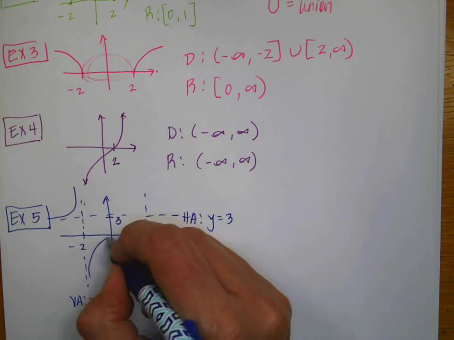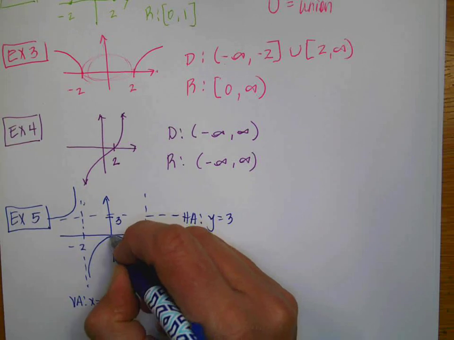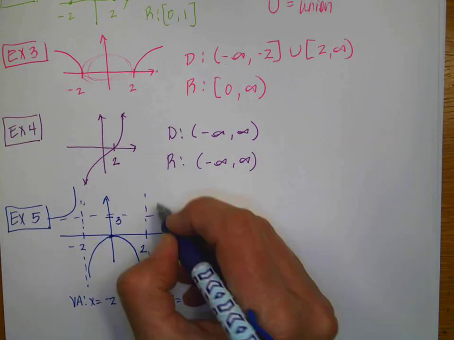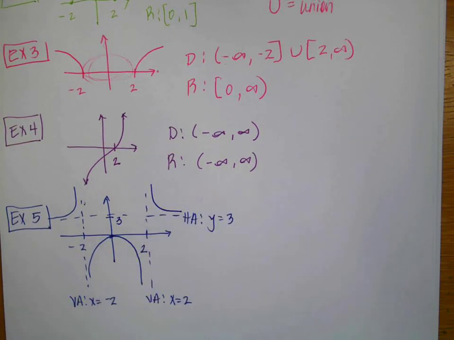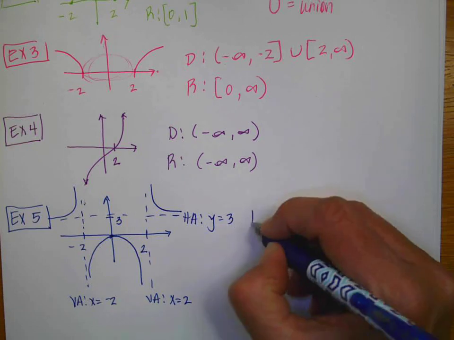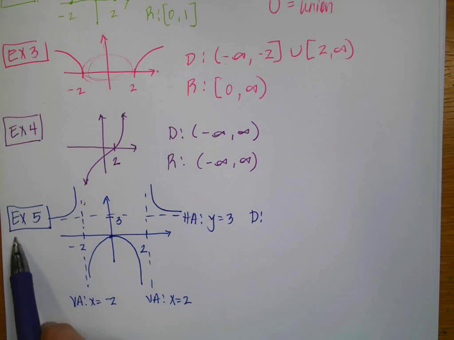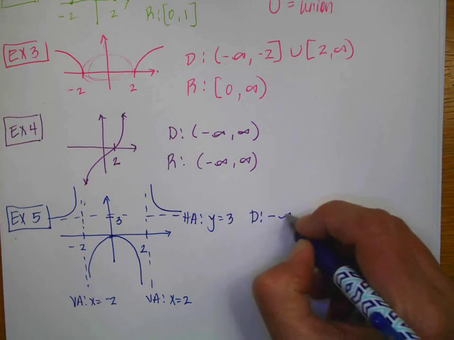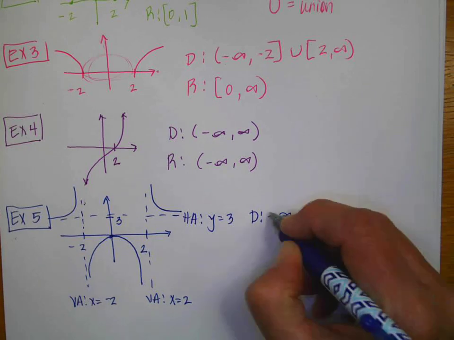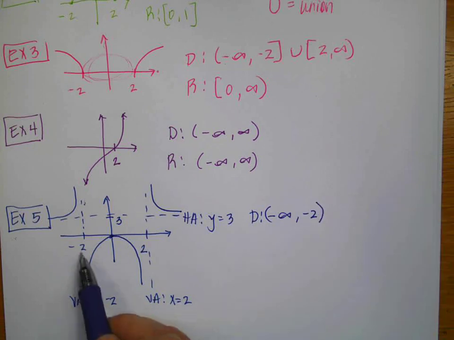I'm going to have a curve in this section. I'm going to have a cool little curve in that section that goes through the origin, and then I'm going to have a curve in that little section. So the domain is a little bit more entertaining. So let's talk about our domain. Starting at the left, it goes from -infinity to -2.